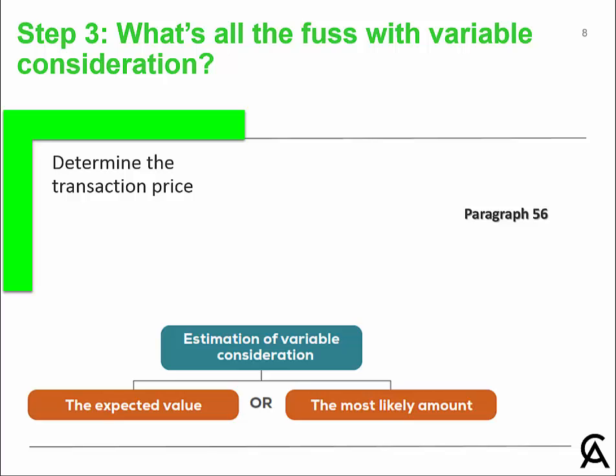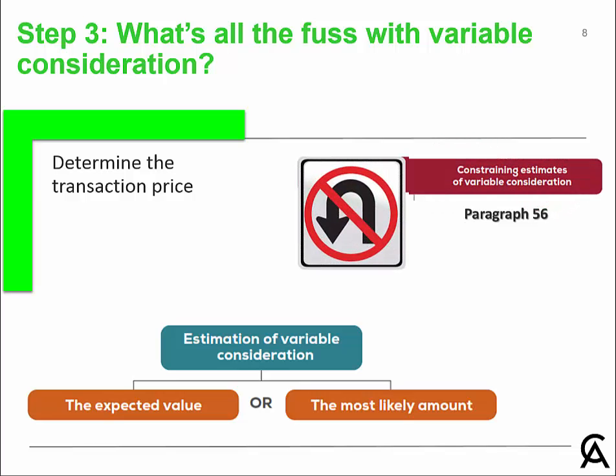We either get it or we don't. An example of this is a performance bonus if we meet a particular delivery date. The most likely amount, on the other hand, is used when there are a number of probable outcomes. But always with variable consideration, we actually need to stop and really make sure we're not going to need to do a U-turn later on.